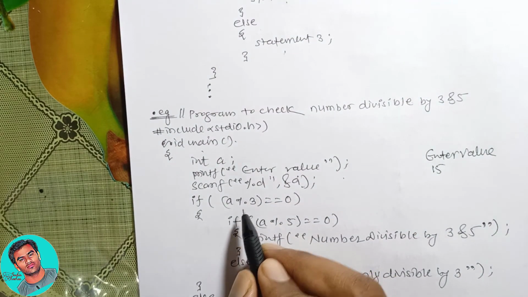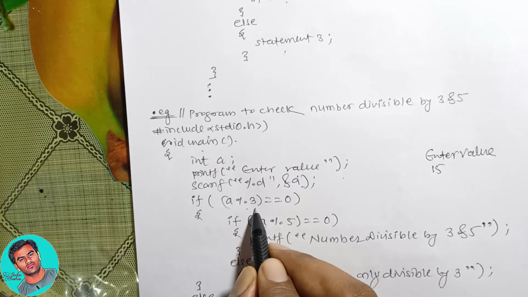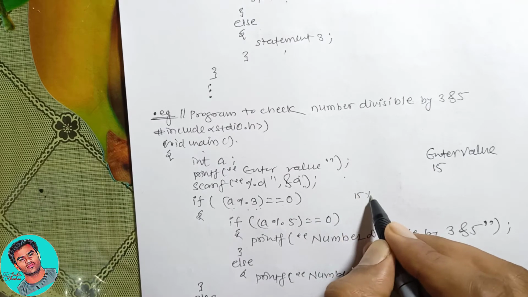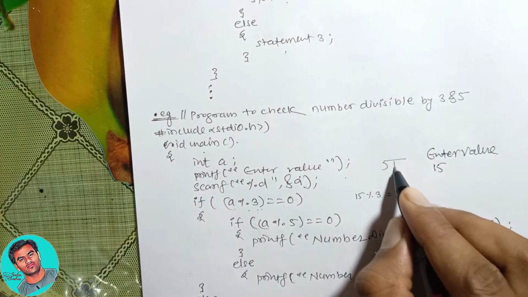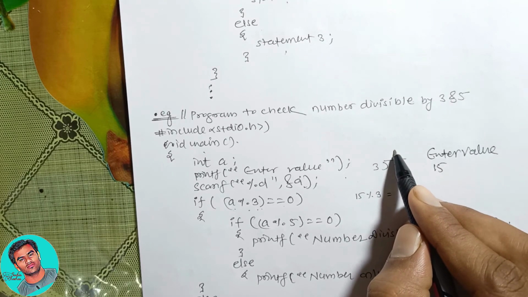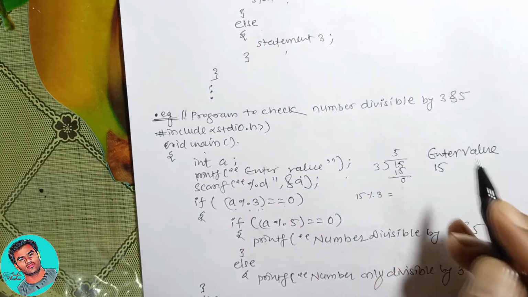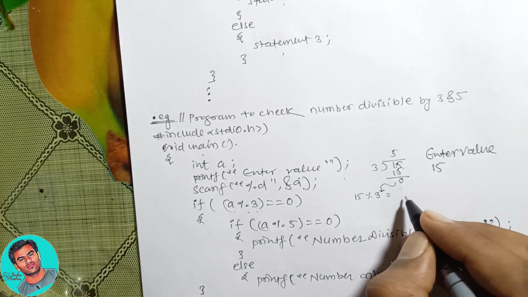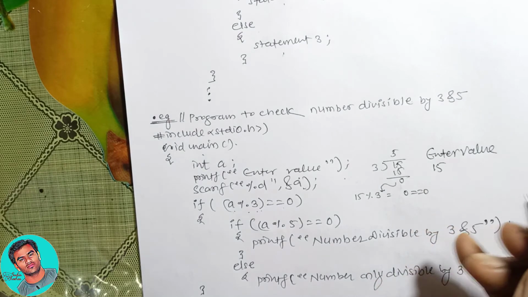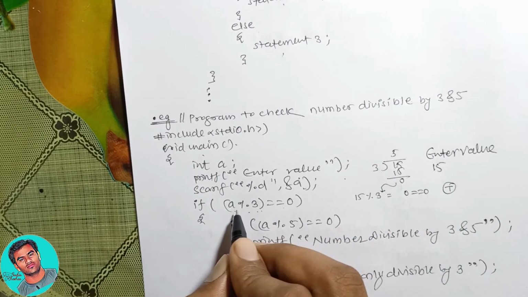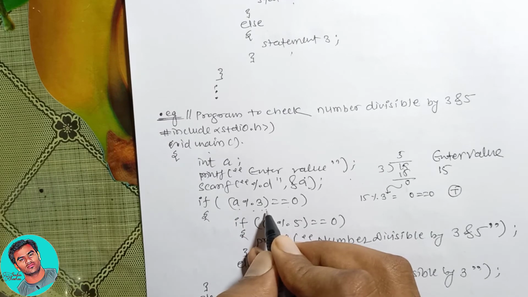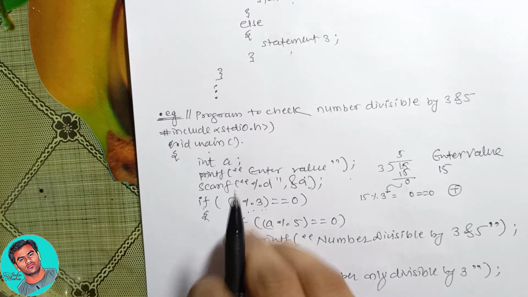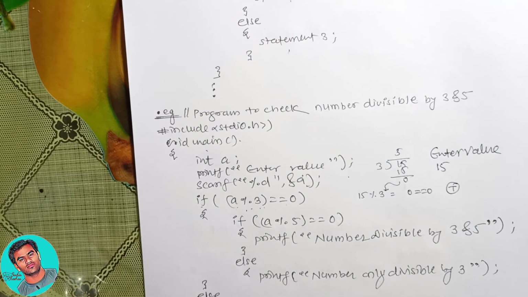Now what do we check? If a mod 3, meaning a modulus 3, equals 0. So 15 modulus 3, what will the computer do? 3 fives are 15, so the remainder will be 0 as the operator's value. So 0 double equals 0. Is this condition true? Yes, this condition is true, so it will present the value 1, which is true. So if true, we go into this block, not the else block.